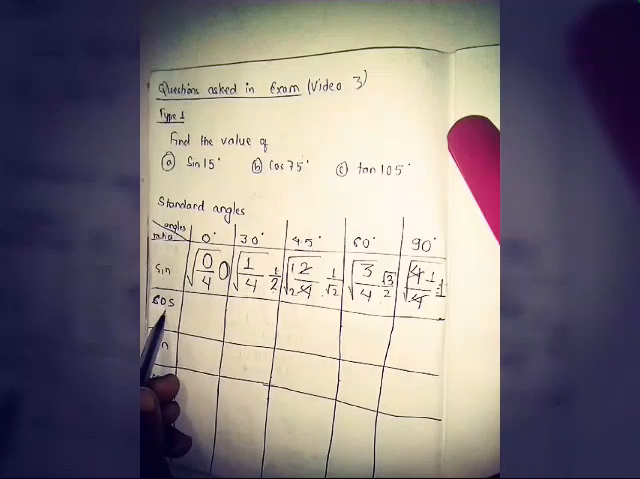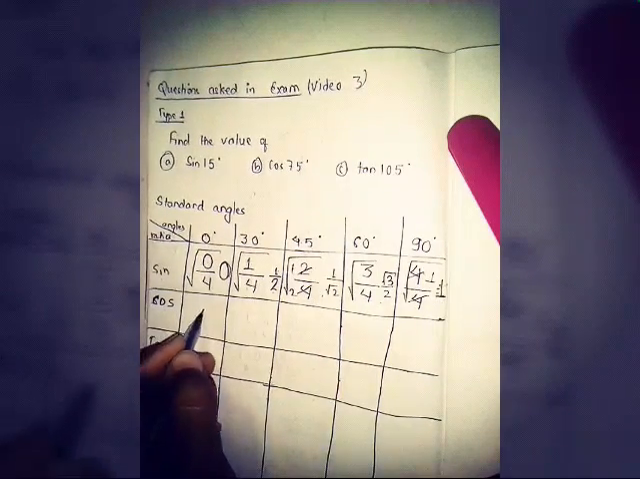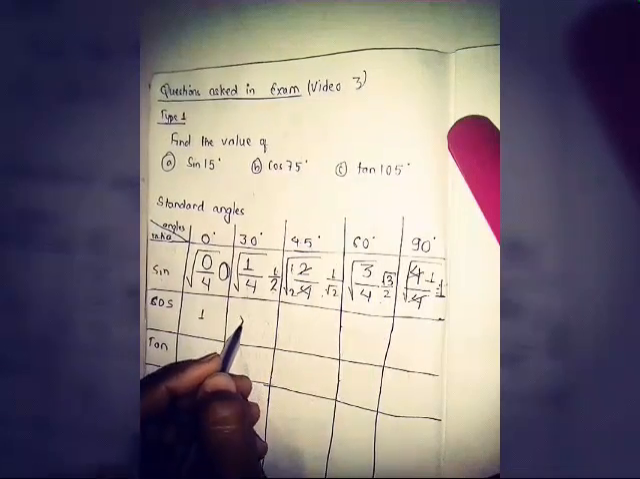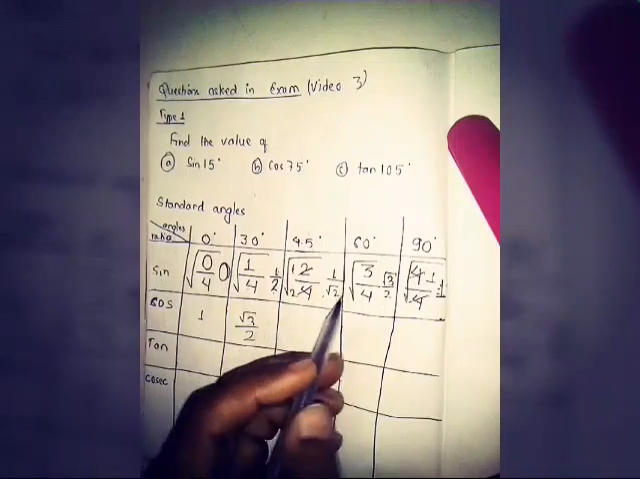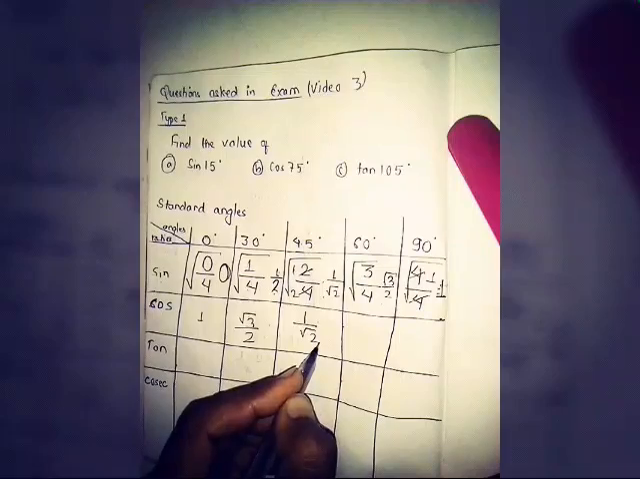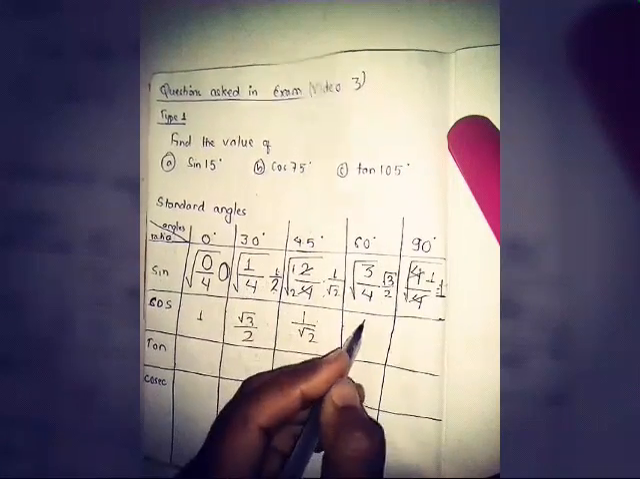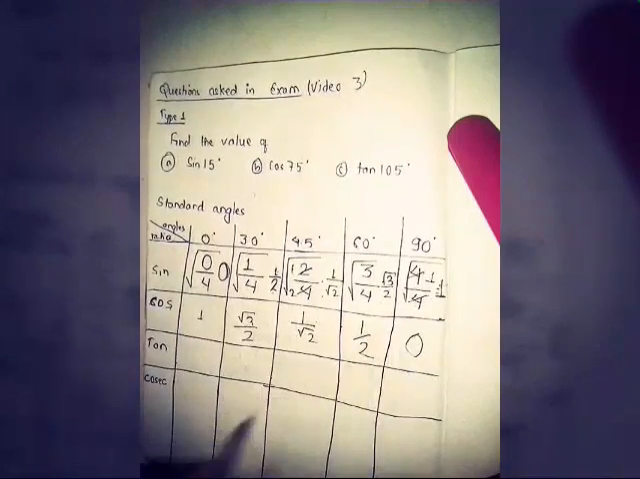Now if you have to know the value of cos, we start from the end, we invert. So this is 1, this is root 3 divided by 2, the next one will be 1 by root 2, which is cos 45. Cos 60 will be 1 by 2 and finally cos 90 will be 0.